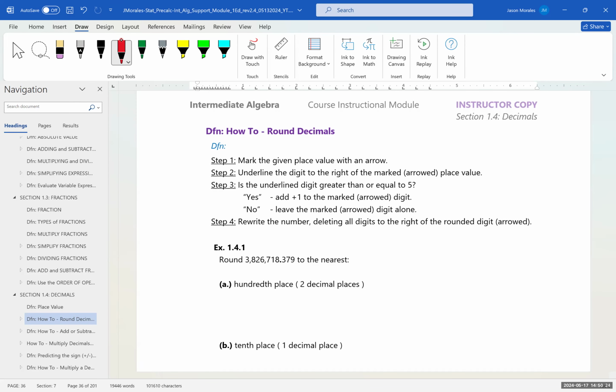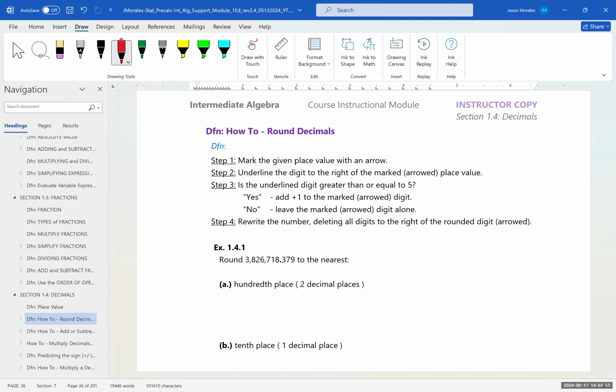Okay, knowing how to round decimals, again, is one of those super important foundational skills that needs to be developed by anybody. And being able to do it correctly and confidently is also important. So, how do you round decimals? I've broken it down to a series of steps.